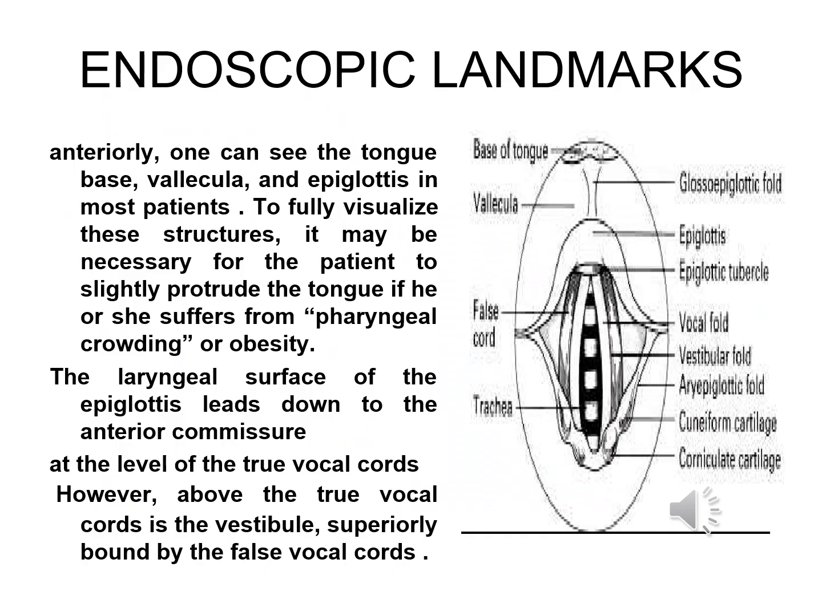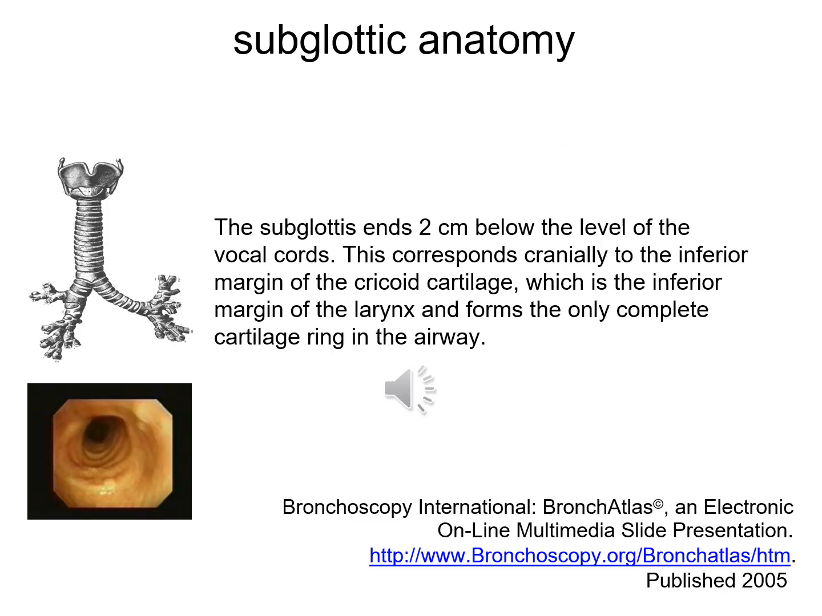Endoscopic landmark. Anteriorly, one can see the tongue base, vallecula, and epiglottis in most patients. To fully visualize these structures, it may be necessary for the patient to slightly protrude the tongue if he or she suffers from pharyngeal crowding or obesity. The laryngeal surface of the epiglottis leads down to the anterior commissure. At the level of the true vocal cords, above the true vocal cords is the vestibule, superiorly bound by the false vocal cords.